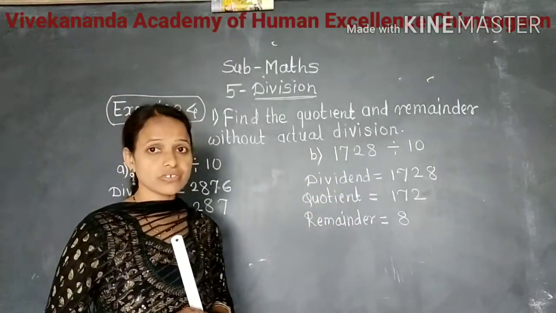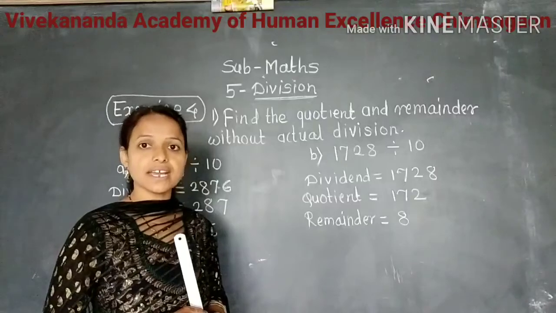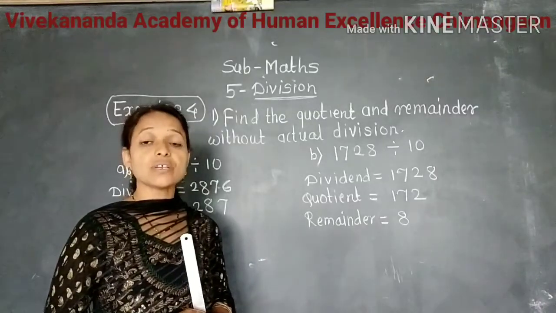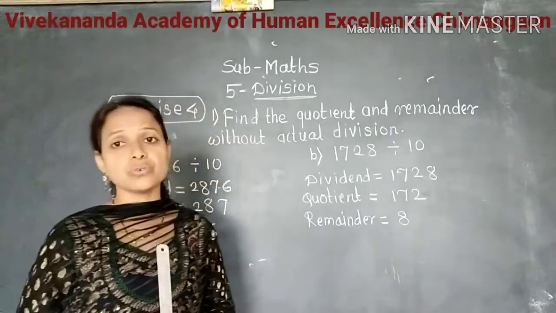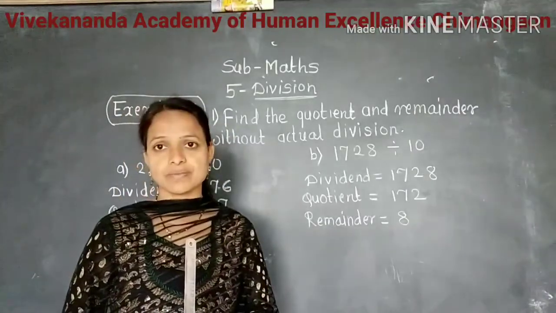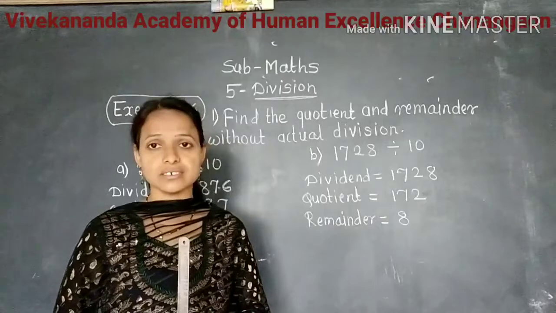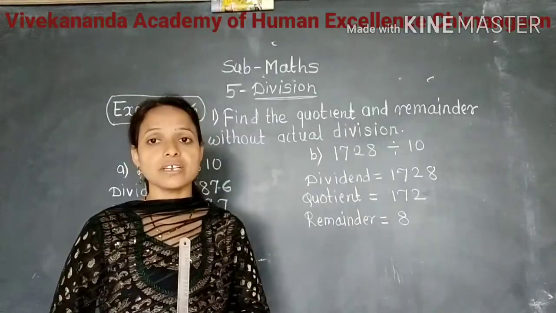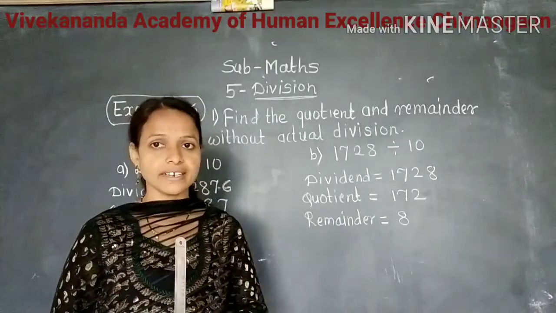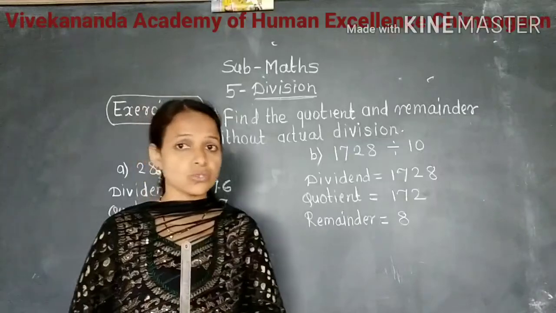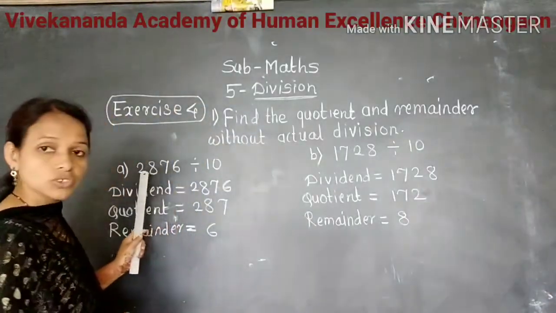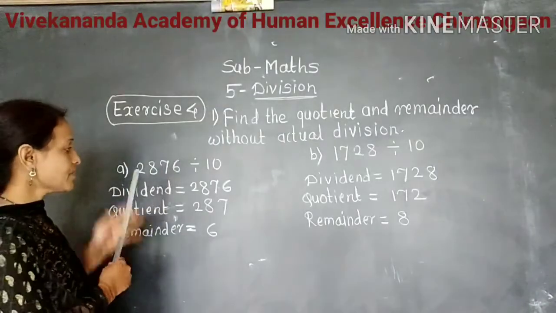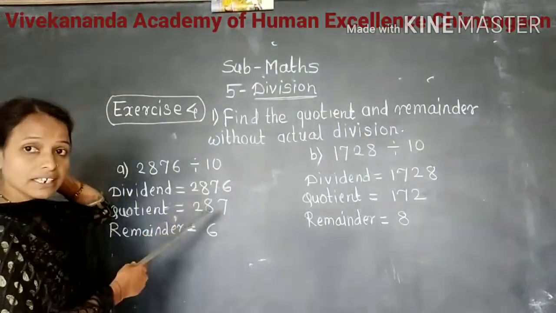What is the question? Find the quotient and remainder without actual division. Without actual division means you have to use steps. You have learned dividing a number by 10, 100 and 1000. Okay? So we will see it. Look here. 2876 divided by 10.